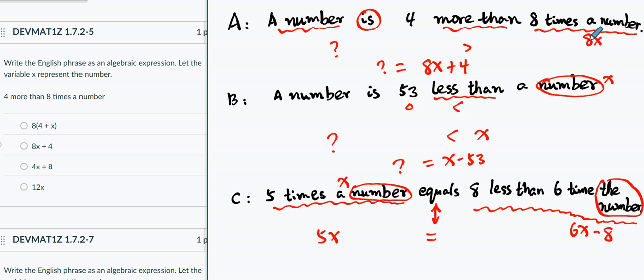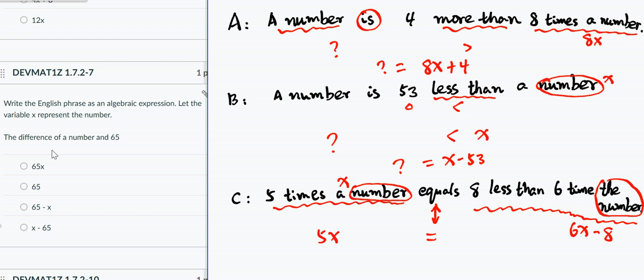Greater than 8x. And then this number is greater than 8x, 4 more than 8 times a number. So if you add 4, it's going to make 8x plus 4 equal this number. So then the correct choice will be the one right here, 8x plus 4. All right. Now, look at this one.